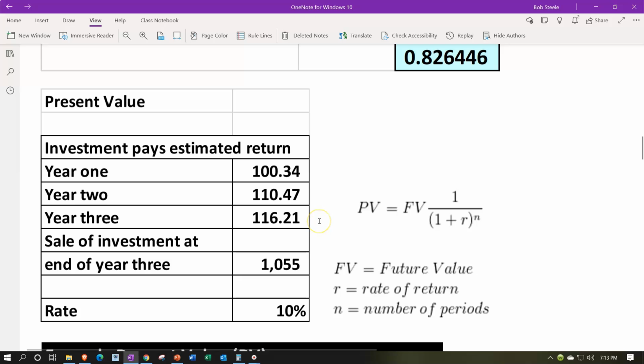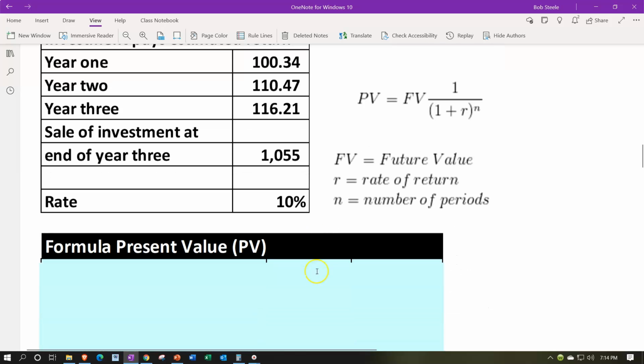Next, we go to year 3, where we expect to receive a return of 116.21, and then we expect to sell it for $1,055. I'm going to break these out into 2 separate calculations. We may be able to combine them together since they're both basically 3 years out, but I'll break them out into 2 separate items.